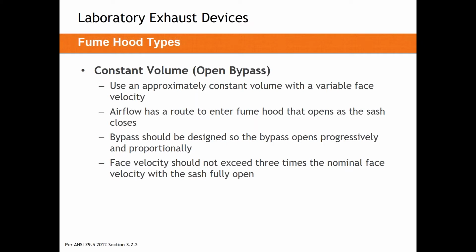Now, if you actually look at the ANSI Z9.5 standard, it does state specifically that they use an approximately constant volume with a variable face velocity. But really the intent is that they provide relatively stable face velocity, so likely in the range of 80 to 100 feet per minute. However, as you close that sash down on a constant volume fume hood, the fume hood may go as high as 3 times that face velocity when it's opening and closing there. So these aren't as precise of a control device, but they are perfectly acceptable in laboratories. They are in full usage today in certain laboratories.